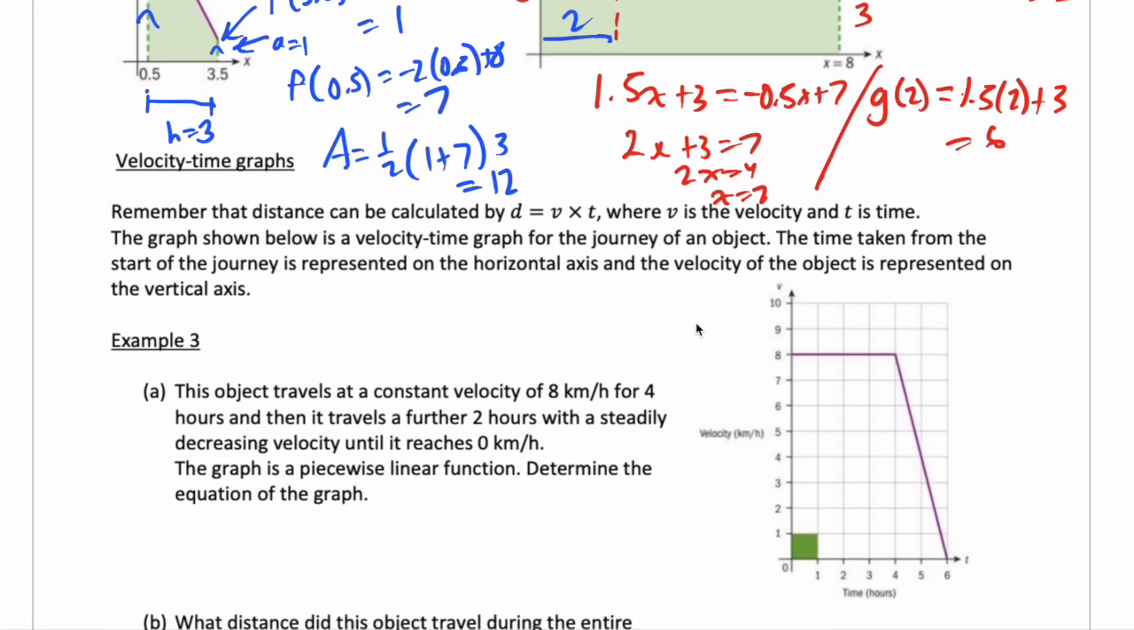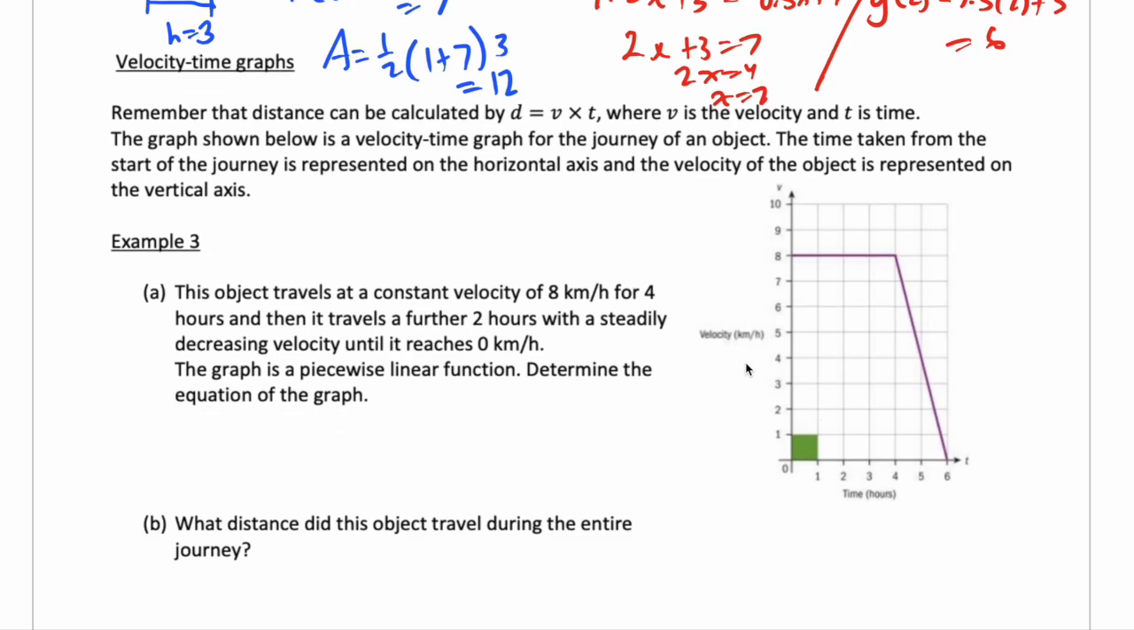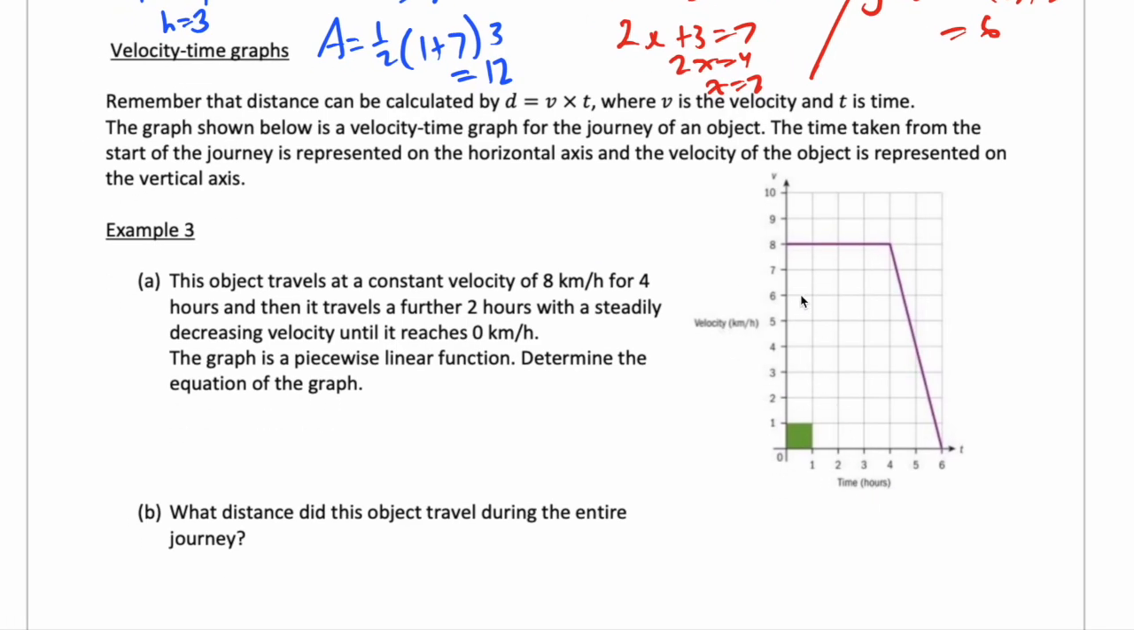Next, let's look at a velocity versus time graph. This describes the situation here. The object is going 8 kilometers per hour. Let's work that out in a second. Let's answer this question first. The graph is a piecewise linear function. Determine the equation of the graph. We've got two different equations. Here it's y equals 8, and here, the slope is down 8, right 2, so that's negative 8 over 2, or negative 4.